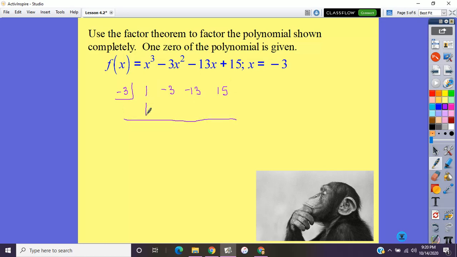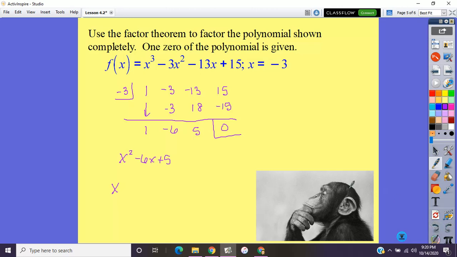All right, dropping our first term, so 1. Then we multiply, add, multiply, add, multiply, and add. You should get a 0 here because it tells you that this is one of the zeros, which means there shouldn't be a remainder. All right, so right now we've got x squared minus 6x plus 5. That's what we need to factor. So what multiplies to be 5 and adds to be negative 6? Well, it'll be a negative 2. Nope, that's not right. Back up.